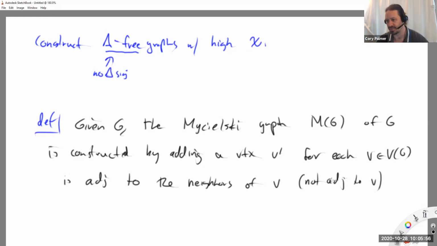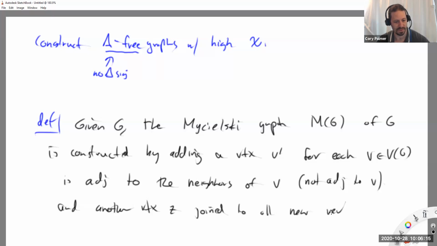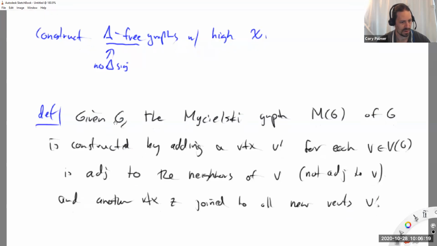I mean, you don't need to say that. If I don't say that it's adjacent, it's not adjacent, but it's worth emphasizing here that I don't make it adjacent to V. And then I add one more vertex Z joined to all new vertices that look like V prime. Okay, so let's do a couple examples here.